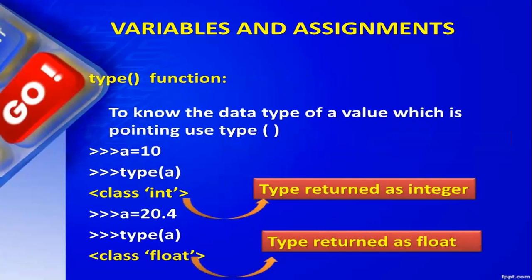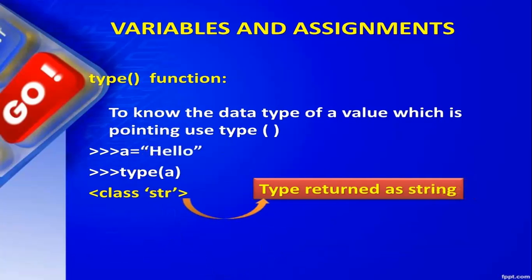Type function. Let's come to type function. We did this last class actually. If you all remember, there were 3 things of a variable we did: type, ID, and value. So this is the type function. What does the type function help us to do? To know the data type of the value which it is pointing to. To know the data type of a value which is pointing using the type function. Okay. So a equals 10. I had shown you all this. I showed you all complex all this. I'm not doing it again. Okay.